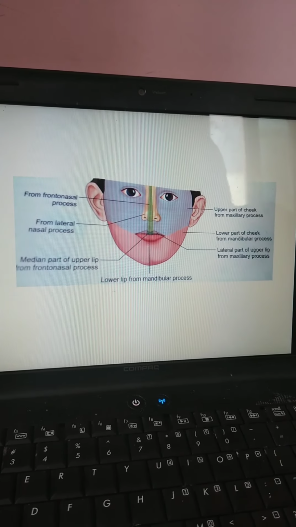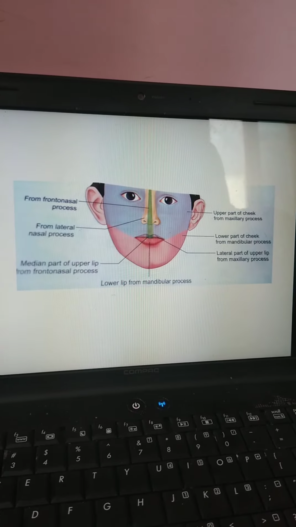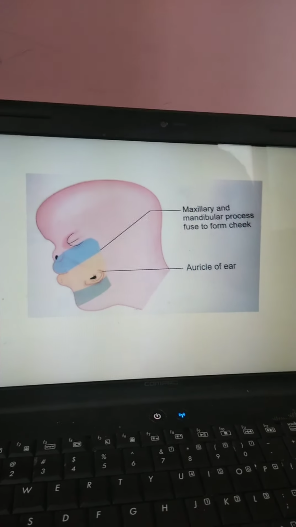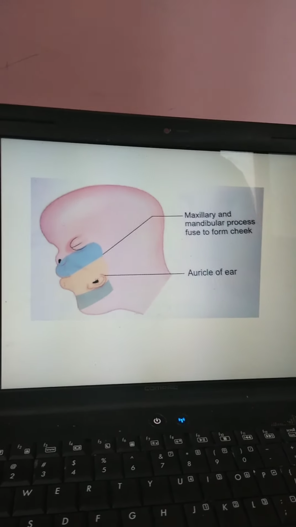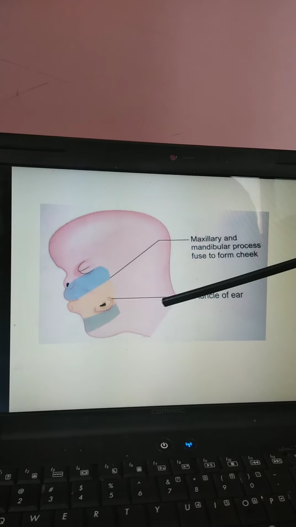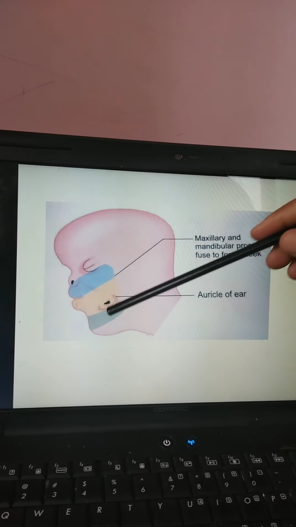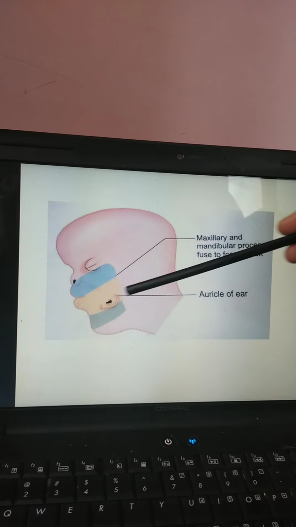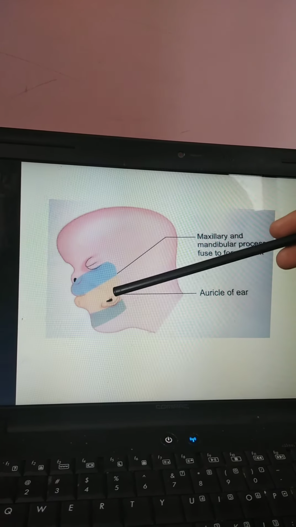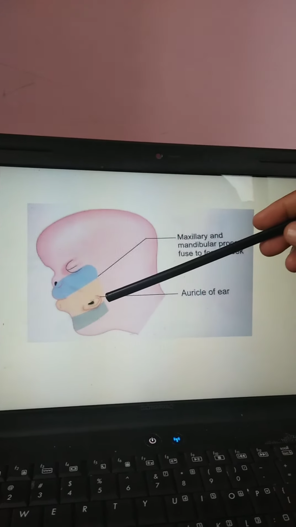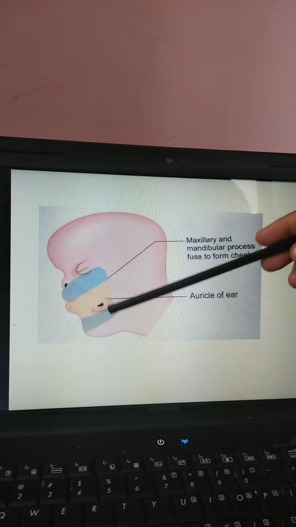Now we will see the development of the cheeks. This picture explains that after the formation of the upper lip and the lower lip, the stomatodeum, which is now called the future mouth, is very broad. When the maxillary process and mandibular process join each other in the midline, the mouth is broad. The cheeks are not developed yet.